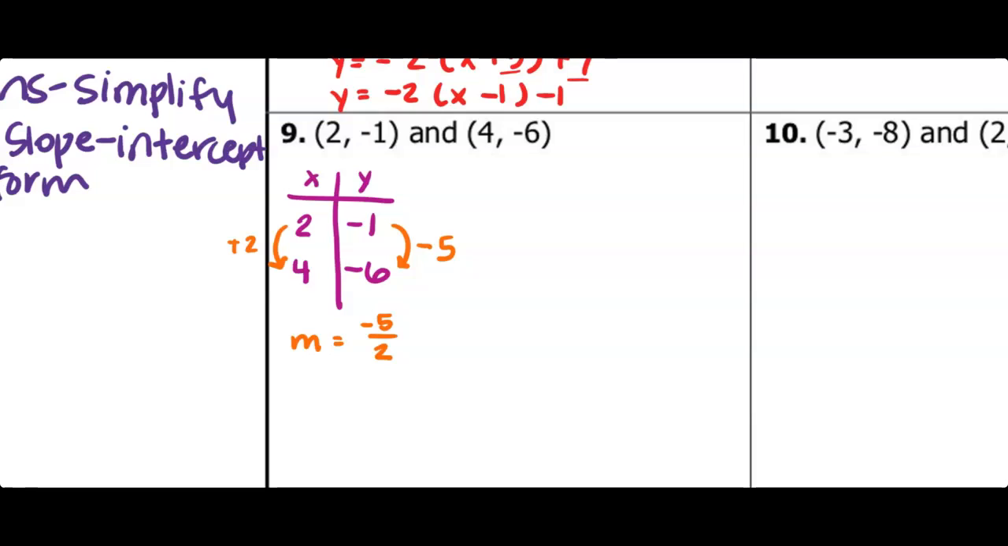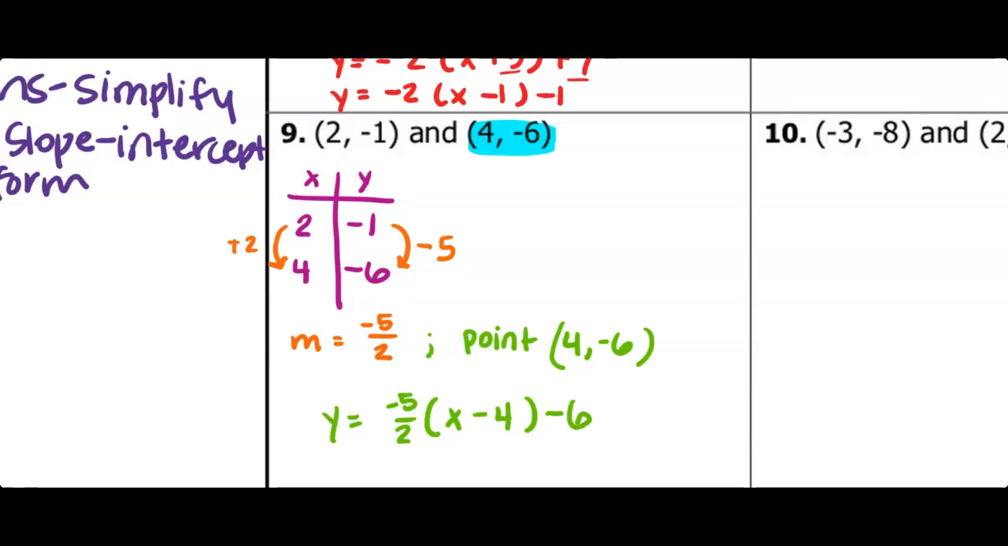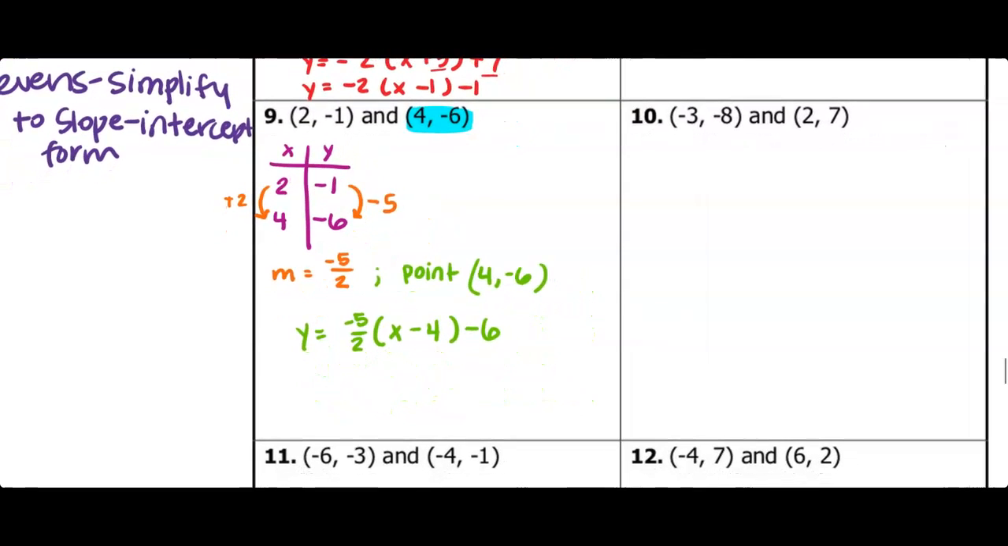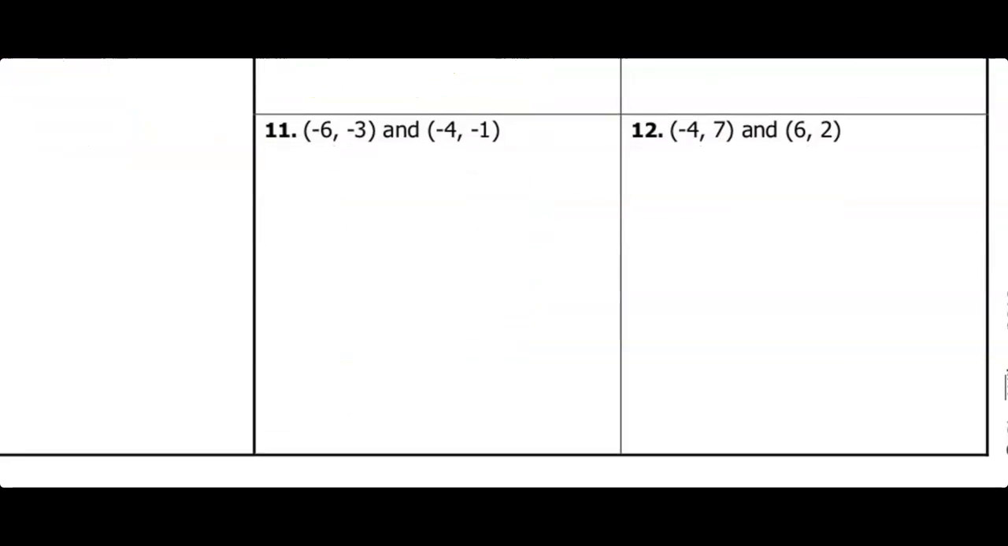I will then pick a point. I'm going to choose a second point just for fun because I did the first point in the last one. So my slope is -5/2. My point is (4, -6). So my equation will be y is equal to -5 over 2 times x minus 4 minus 6. If you had used the other point, then it would be x minus 2 minus 1. Since it's odd, I'm leaving it in point slope form. You try and do number 11, then come back to check your answers.